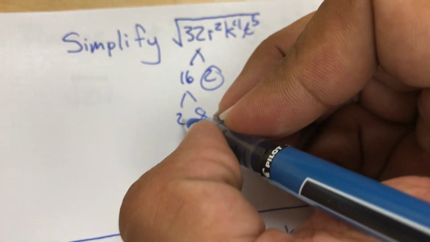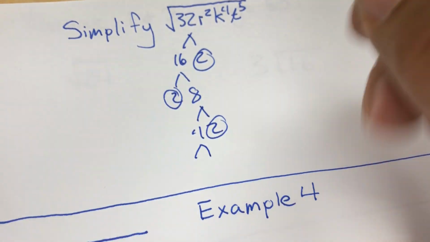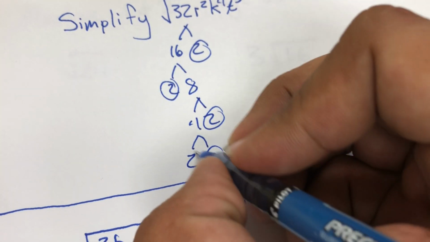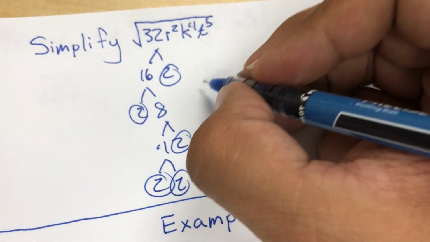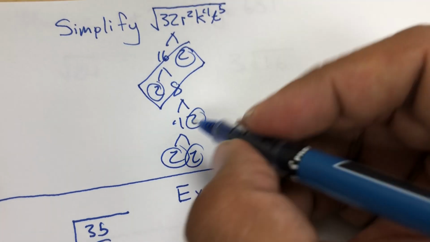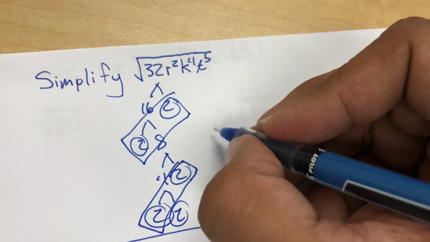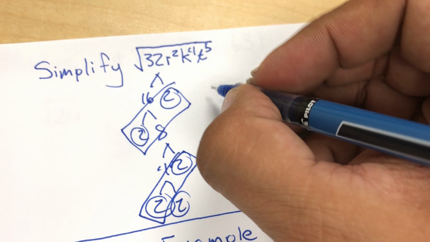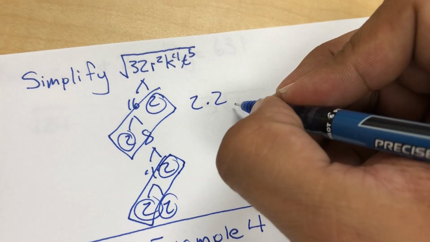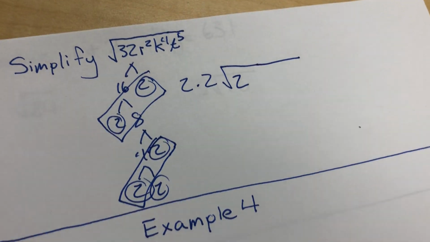16 splits into 2, 8. This is going to split into 4, 2. And that's going to split into 2, 2. So I write down all of my 2's, and I have a pair right here. I have a pair right here, and a 2 is left inside. So I have a 2 outside and a 2 outside, and I'm left with a 2 on the inside.